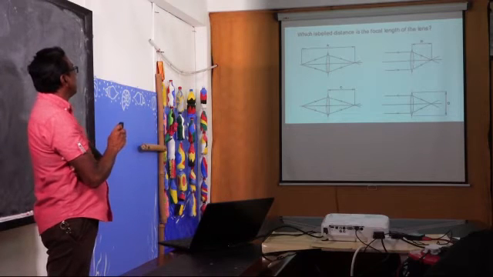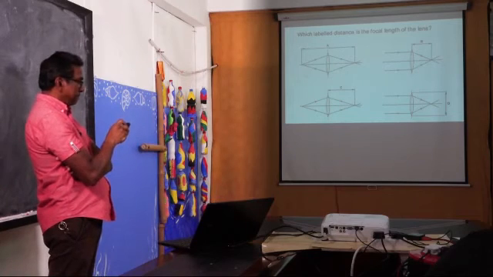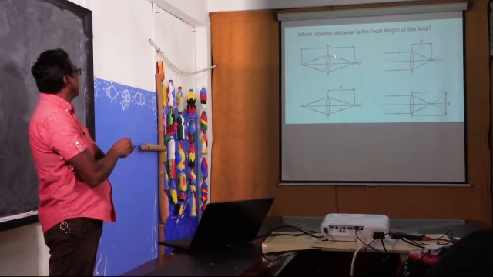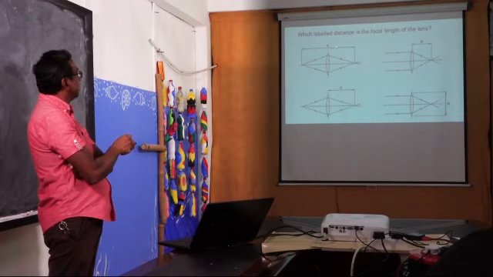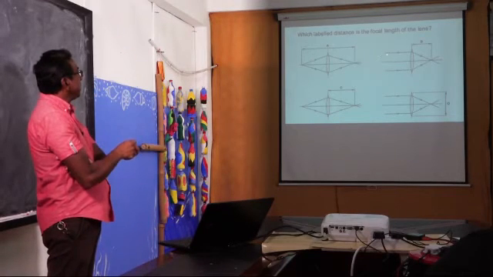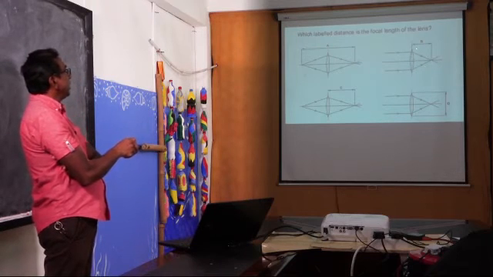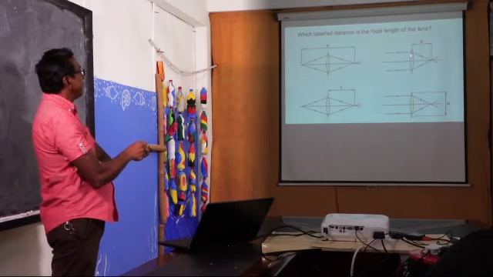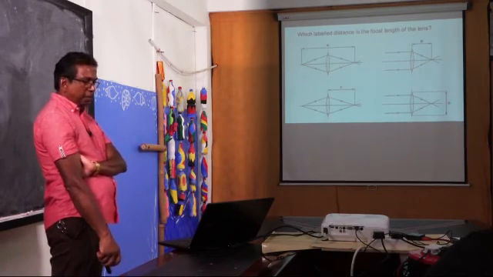Again, which labelled distance is the focal length of the lens? Okay. But the distance cannot be A. Wrong. Let us look at B. Parallel to principal axis, parallel, okay, and the distance between F and the midline here. Therefore, the answer is B.